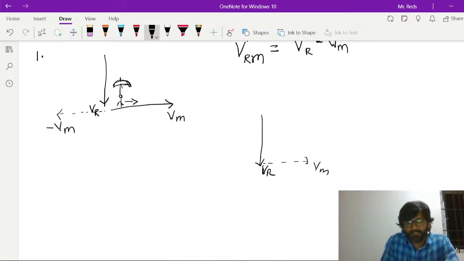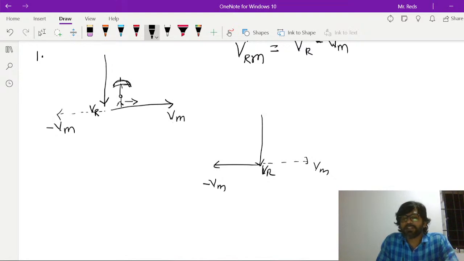The negative component of Vm is nothing but minus Vm, which will be in this direction with the same magnitude, the same length of line. So this will be minus Vm. This is the first vector, this is the second vector. These are two sides of the vector triangle. The closing side taken in reverse order gives the resultant. Here our resultant is nothing but the velocity of rain with respect to man, Vrm, in this direction.